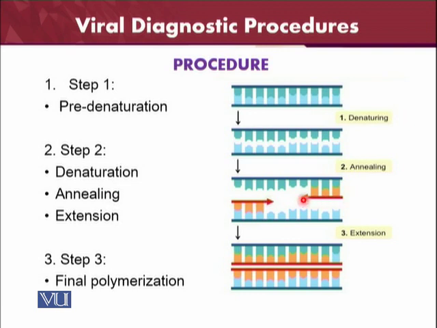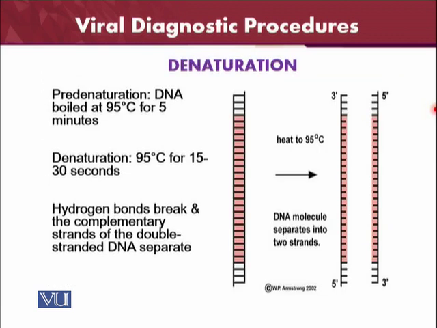It will be extended, and after the extension it will be the final polymerization in step 3, and there are two different strands from both sides, from the 5 end and the 3 end. With the help of the polymerase enzyme, they will become together. We will see these steps one by one.